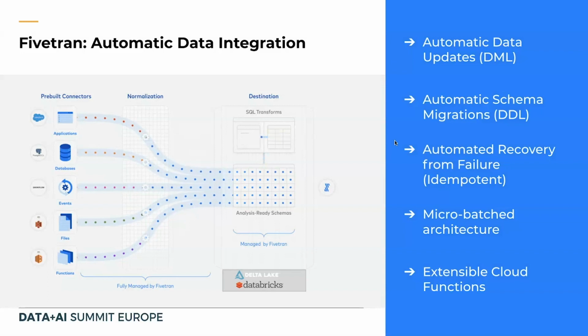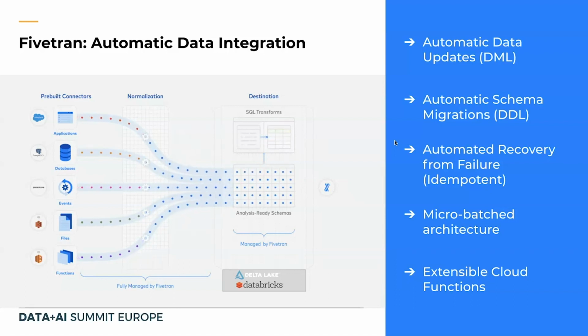Fivetran is essentially a fully managed automatic data integration platform from which you can take data from a variety of sources, including applications, databases, events, files, and cloud functions, and pull them together into one single source of truth in your data warehouse, Databricks. Once you've got that data into Databricks, then you can run machine learning, you can run artificial intelligence algorithms over that data to really give you that analytics of exactly the data from all those various sources.